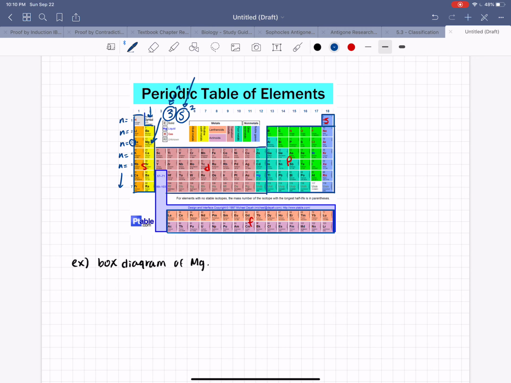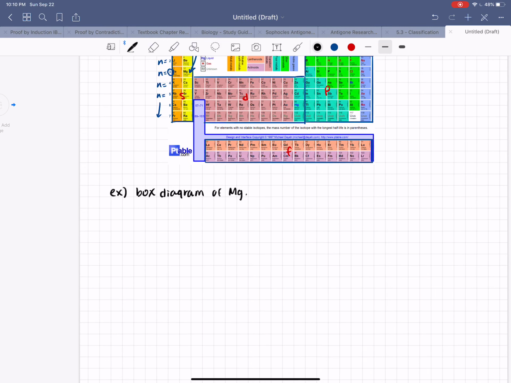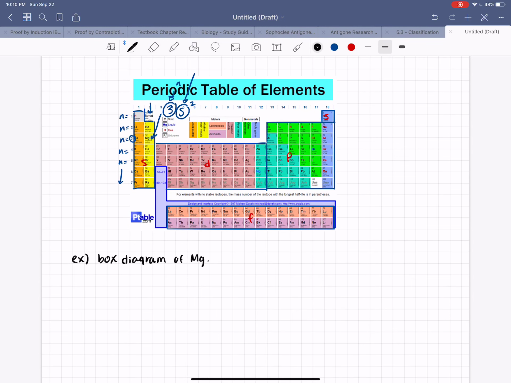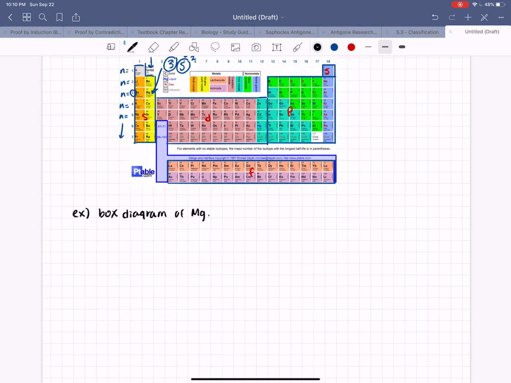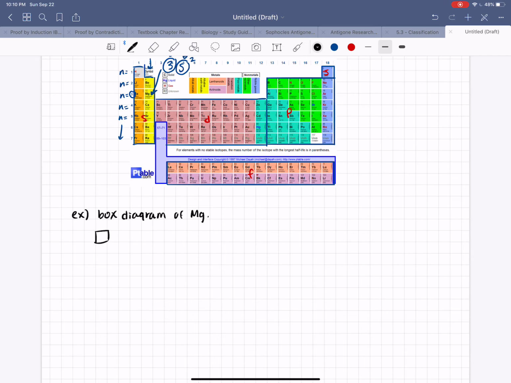That's the address of the final electron, which means we'll have to draw box diagrams for every orbital up until 3s. So let's do that. This is 1s, this is 2s, this is, let's draw that a bit bigger. This is 2p. And then this is 3s, okay?